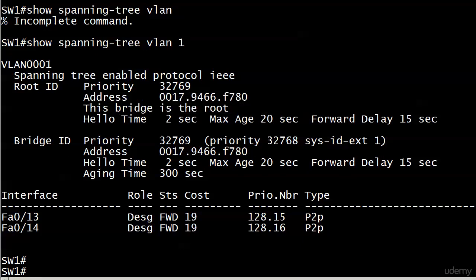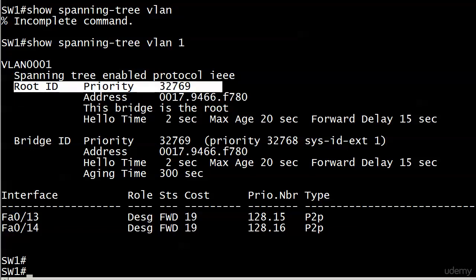But first, I want to explain to you why we see two fields of information that are just about the same. Because right under spanning tree enabled protocol IEEE, we see a field with priority and address and a bunch of timers listed. And that's about it. But the thing is, we're seeing them twice. The information here at the front, excuse me, I should say at the top of the output, this is about the root bridge.